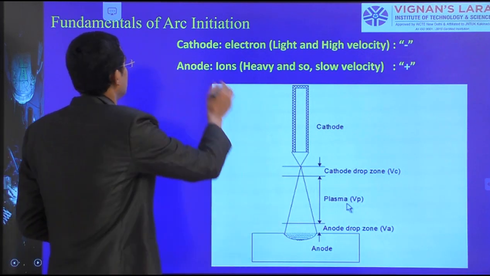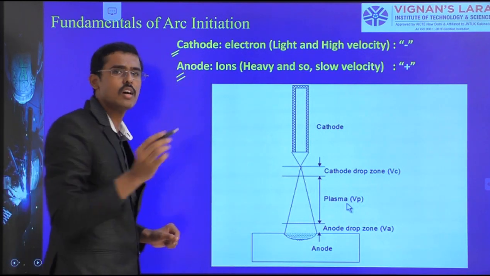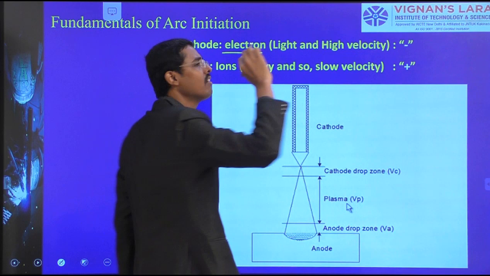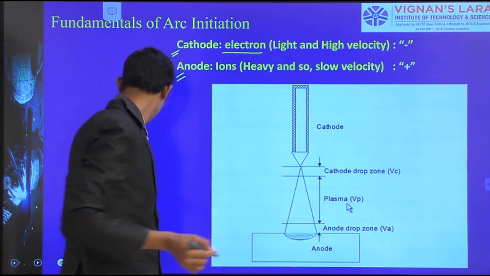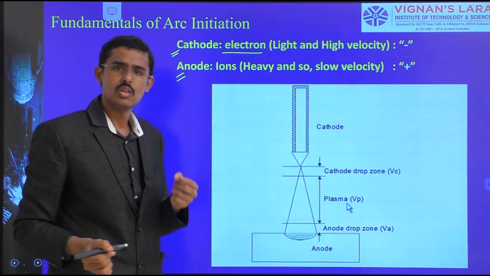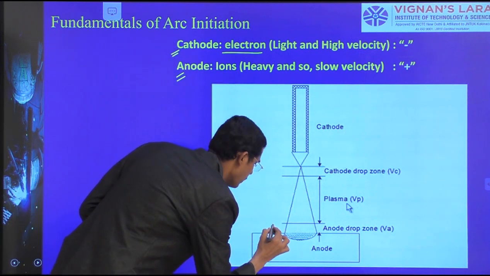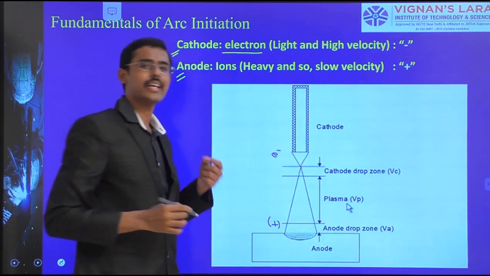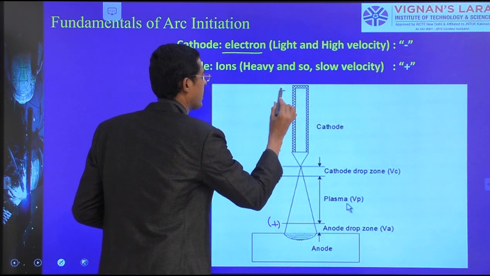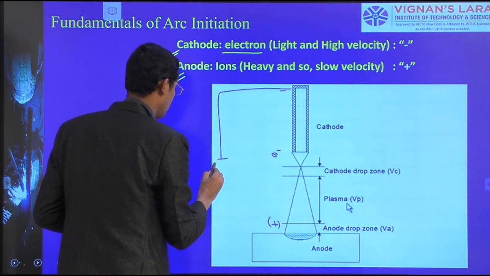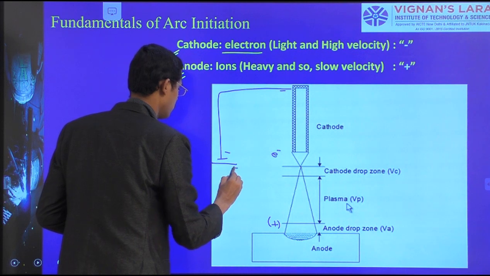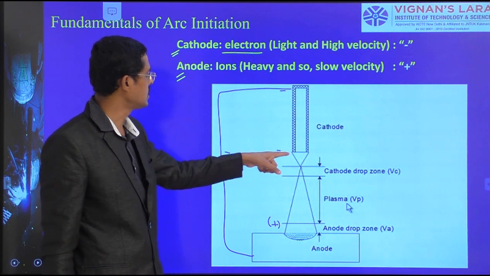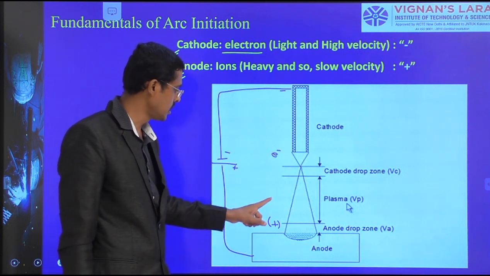Likewise, the words cathode and anode we should remember. Cathode represents the electron, which is light and of high velocity when compared to the positive ions. The electrons are negative. This is the cathode, which I have connected to negative, and we can get a supply here. This is negative, this is positive. This negative releases the electrons and the positive connection releases the ions.